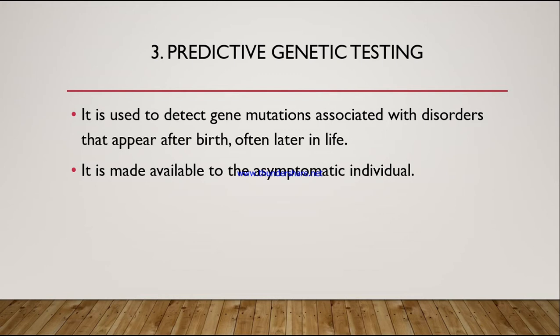Okay, so this genetic test, predictive genetic testing, is useful to detect the gene mutation, any changes or any errors in the genes. This we can detect, and it is made available to asymptomatic individuals. So it is performed on individuals or children or persons who do not have any symptoms of genetic disease. They are not showing any genetic disease, so we can perform this test to detect whether they are positive or negative for genetic disease.